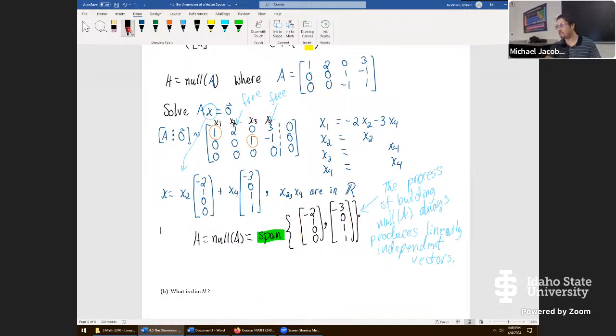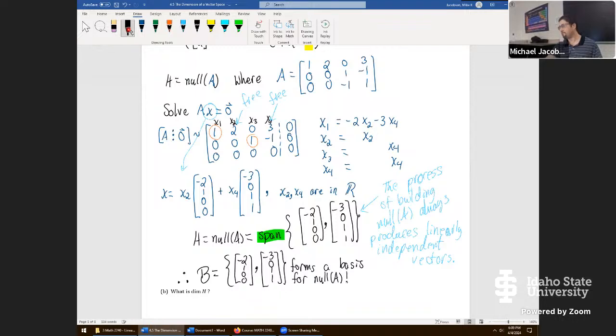So that's the wording in that upcoming exercises. We need to now say here, our conclusion actually goes this way. It's a lot of copying, sorry about that. Let's do this once more. B, which is equal to negative 2, 1, 0, 0, comma, negative 3, 0, 1, 1, forms a basis for null A. Deserves an exclamation mark because this one's a little bit more work.